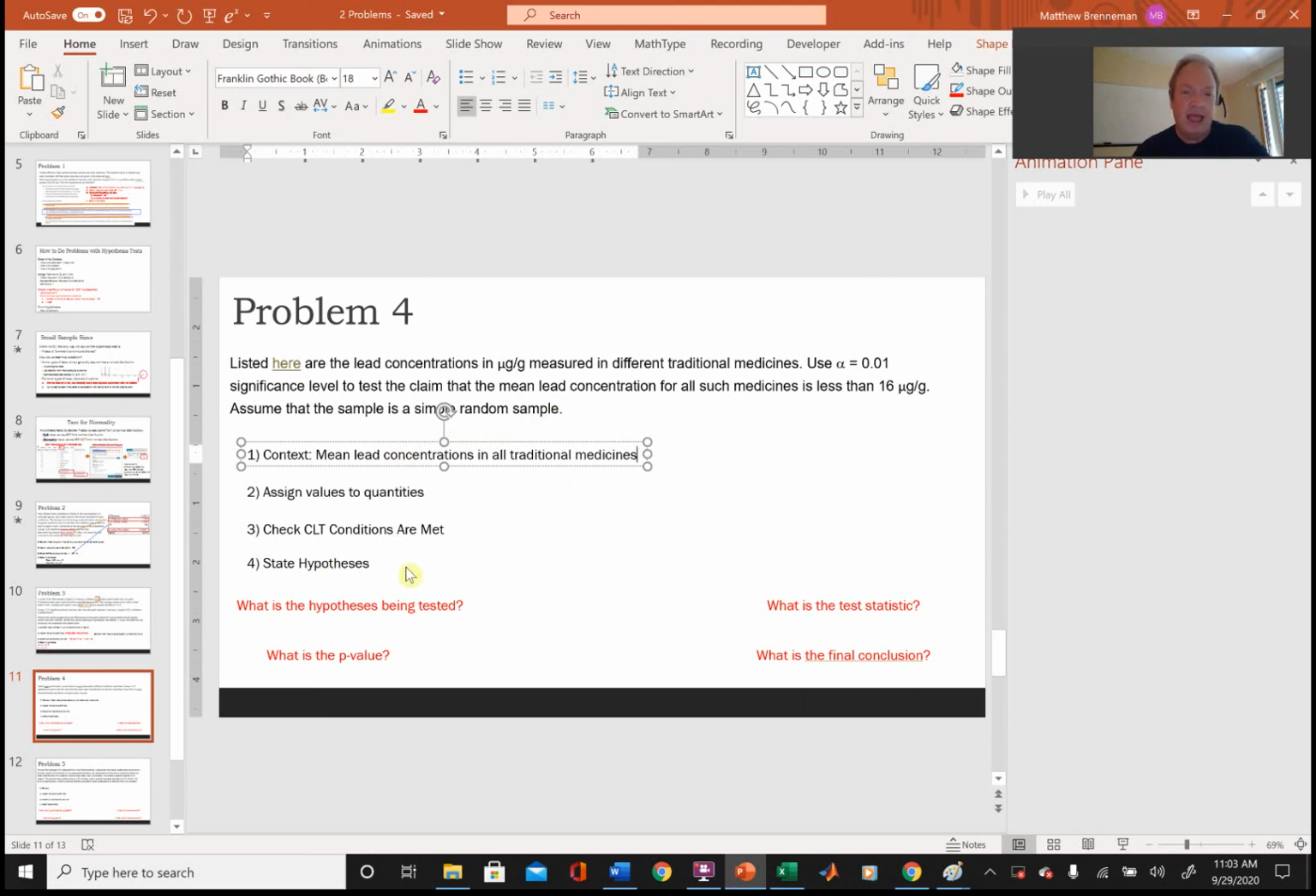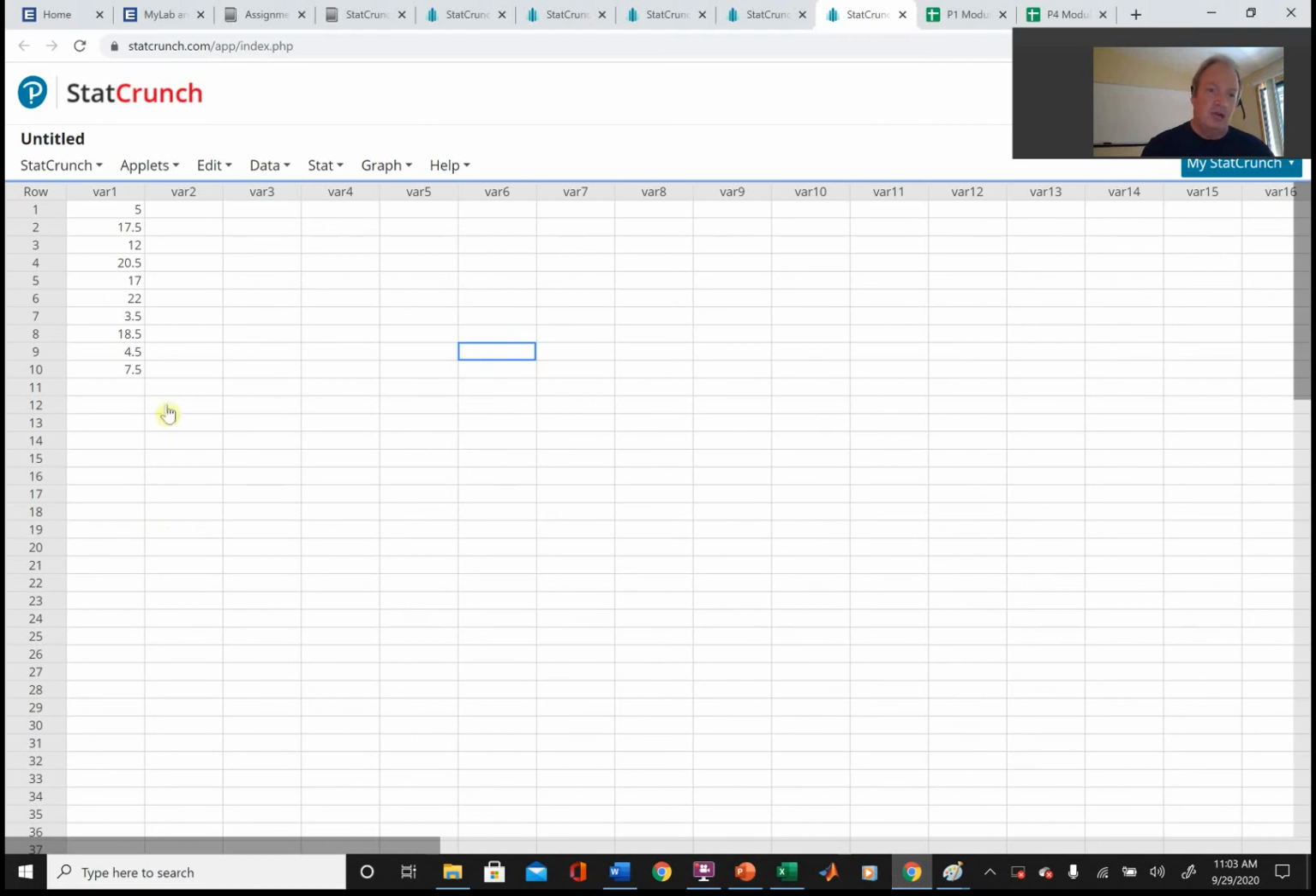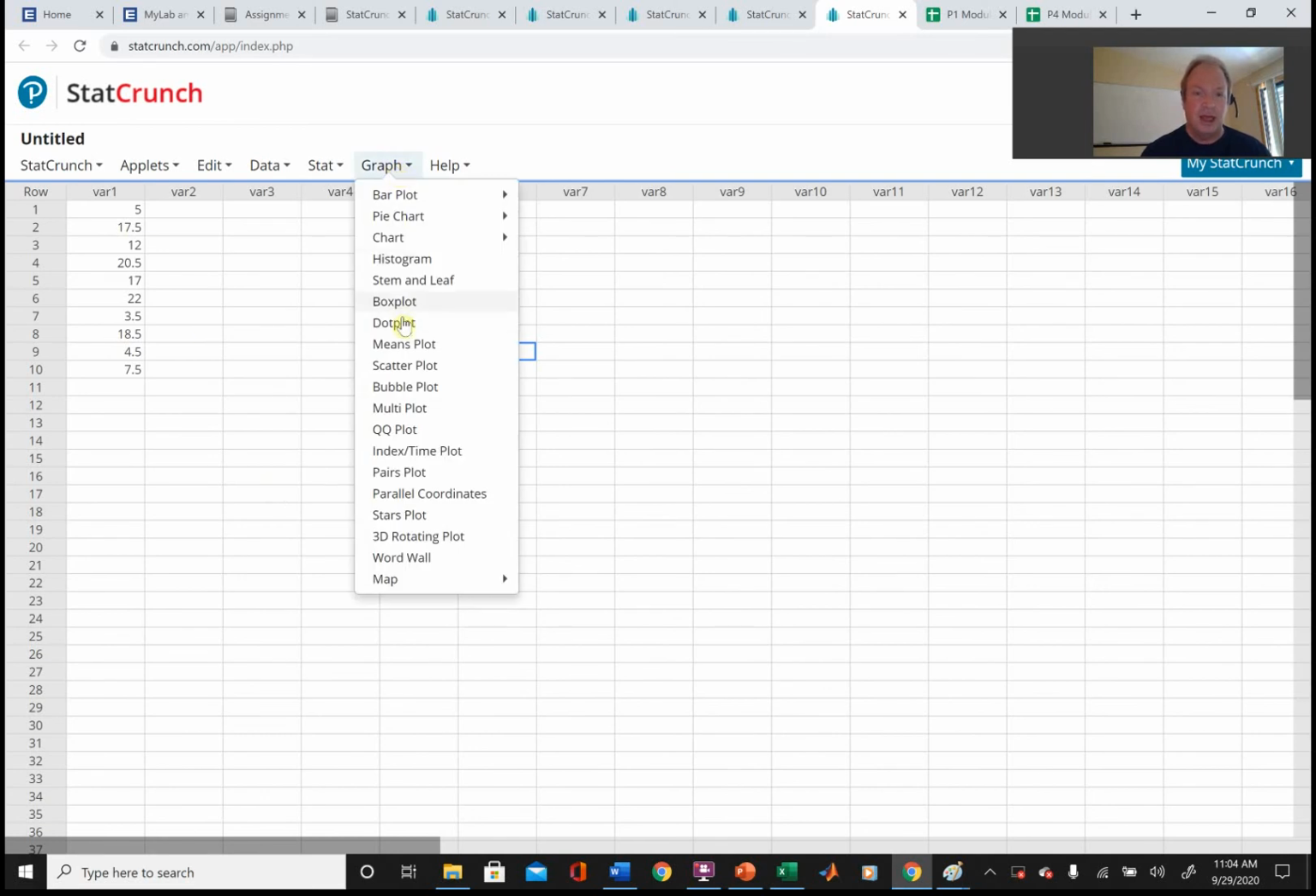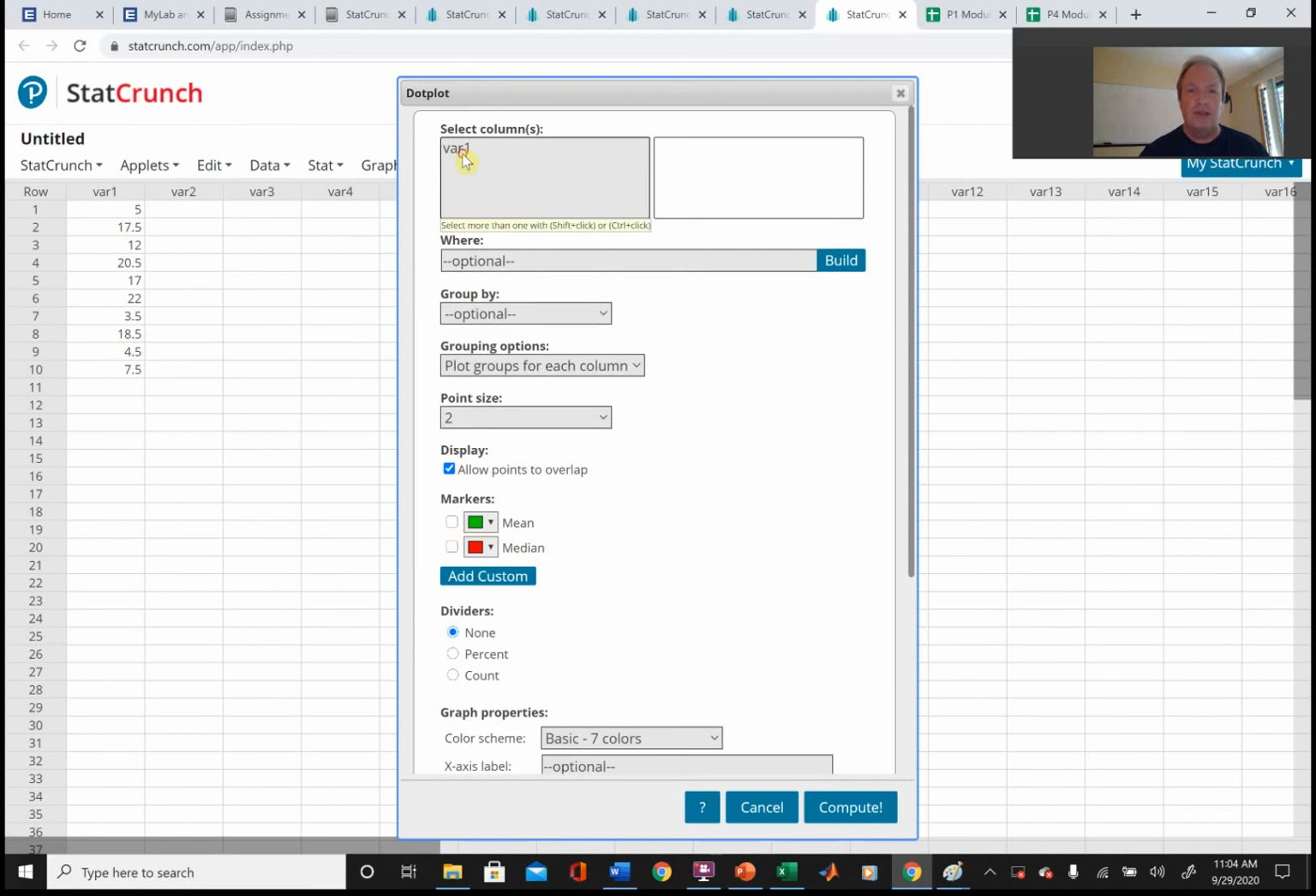And now we have to check and see if the other condition is met. Do we have 30 data values, or do they at least appear to have a mound-shaped symmetric distribution? So let's check it out. We do not have 30 data values, so I'm going to check to see if it's mound-shaped symmetric. I'll make a dot plot. I have 10 data values. It's way too small to make a histogram with. And I plot those.